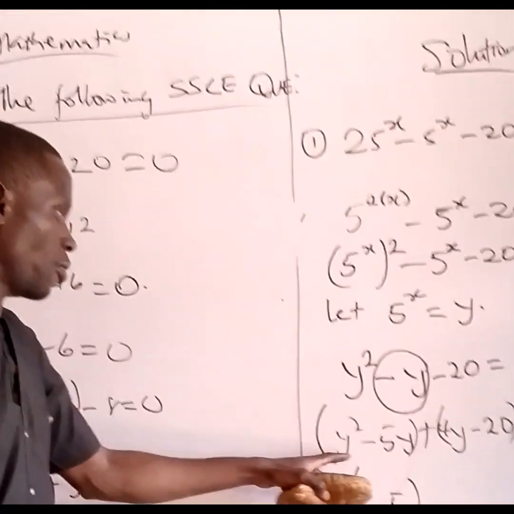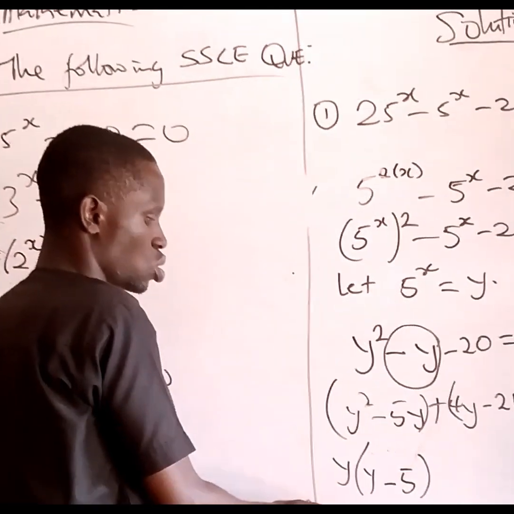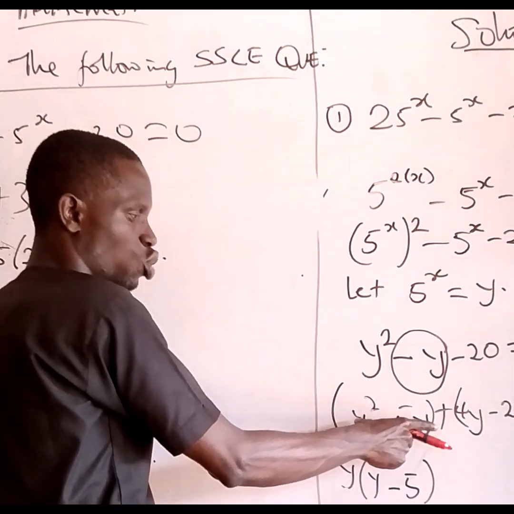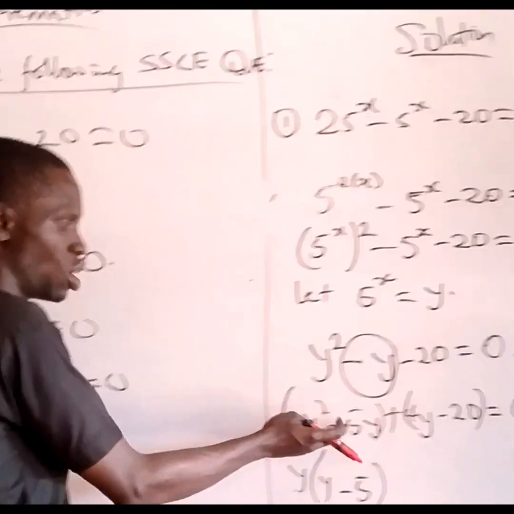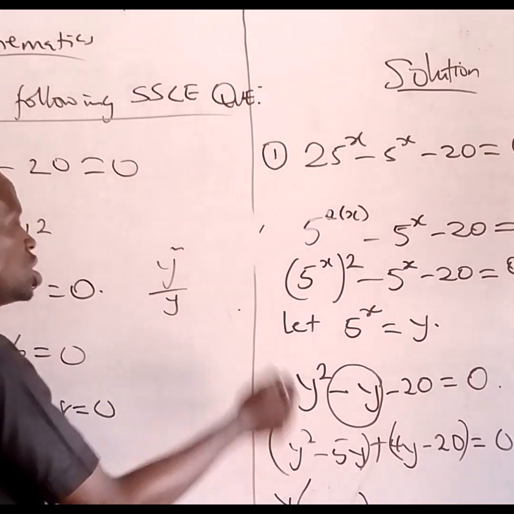Now, if we choose to use indices, we are going to use y to divide this, because it's common to both sides. We see y here, we see y here. So now we say y squared divided by y. We want to use indices now.